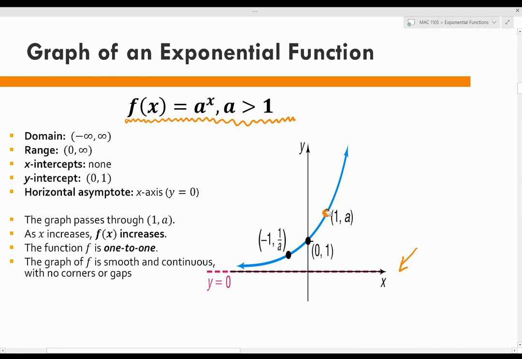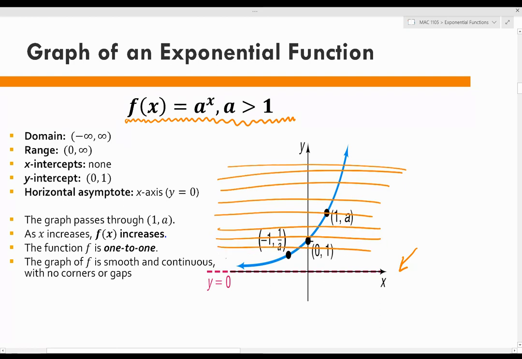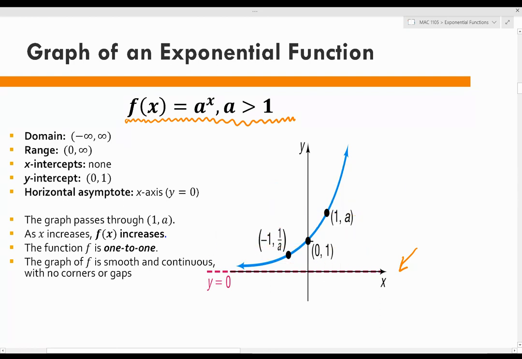We can also see that this function is going to be increasing over its entire domain. Remember, if we think about graphs like roller coasters, we would be rising from left to right. So this graph is increasing. This function is one-to-one. Remember, one-to-one means that it passes the horizontal line test. So if I were to draw horizontal lines on my graph, each line is only going to pass through my graph in one place. The graph is also smooth and continuous, and it has no corners or cusps or gaps. So there is our first graph.